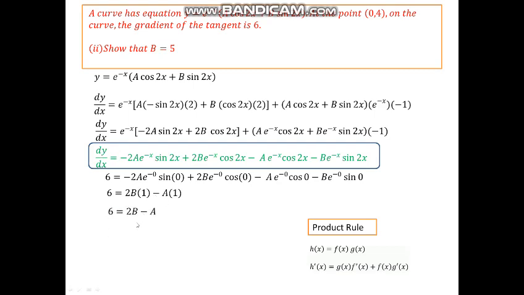If you remember just now in the first question, we found out that a equals 4. So here you just substitute a by 4. You get 6 equals 2b minus 4. We get 2b equals 10, and b will equal 5. So I hope you understand this, and then we will move on to the third part.